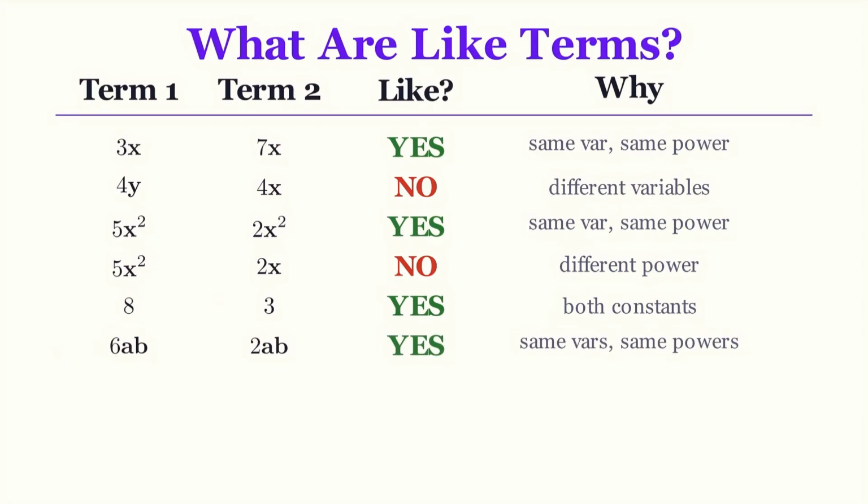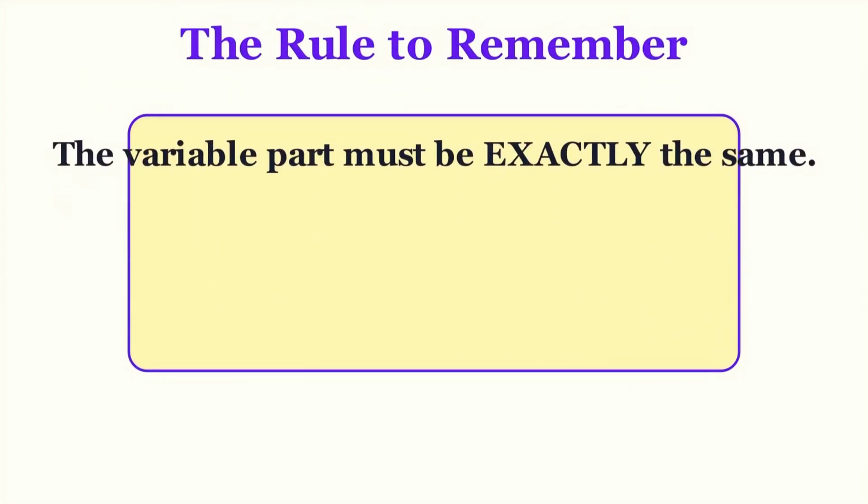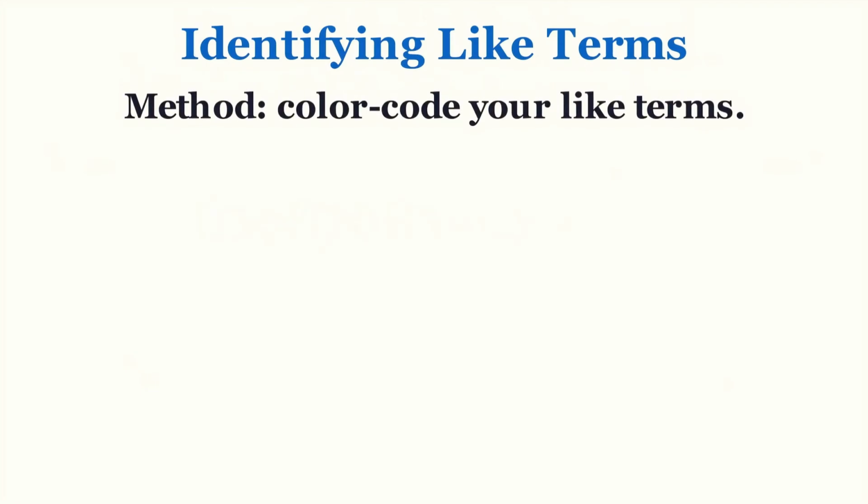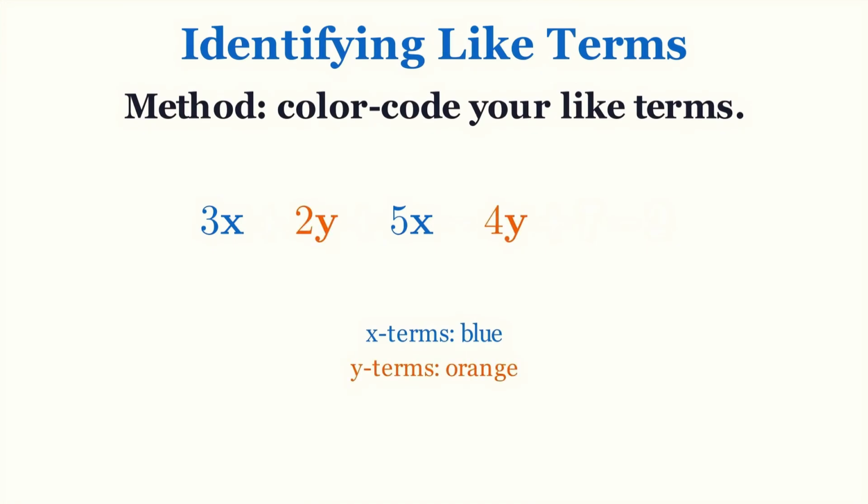The power matters. 8 and 3, both plain numbers. The rule: if the variable part isn't identical, they are not like terms. No exceptions. Here's the pro rule. Color code your terms. Every group gets its own color. Once everything's colored, combining is basically automatic. X terms get blue. Y terms get orange. Plain numbers get green.